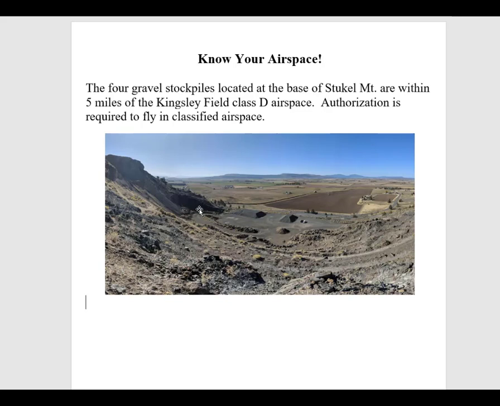Know your airspace. The Stuckel Mountain Quarry is located within 5 miles of Kingsley Field, which is Class D airspace. So authorization is required to fly in controlled airspace. You don't want to get yourself in trouble flying in an area where you lack the authorization.